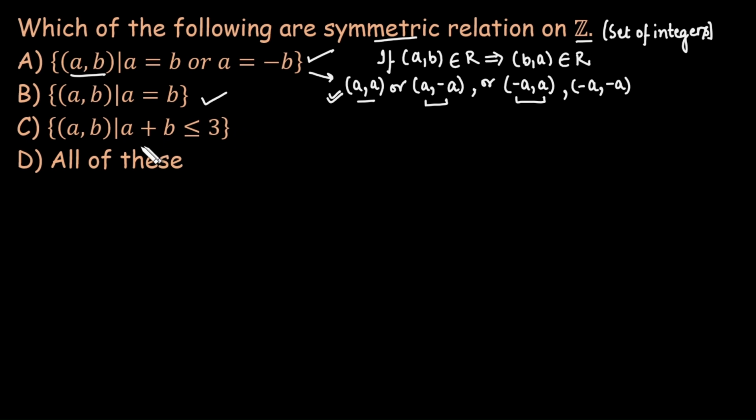Now what about the C option? We need to take the ordered pairs such that A plus B is less than or equal to 3. If it is a part of the relation, what will be its reverse form? Instead of this, if we write B plus A is less than or equal to 3, does this imply this? Clearly there is no change by writing in this form. So the reverse ordered pair is also a part of the relation and hence the relation is symmetric. At last we can say that D is the correct option.